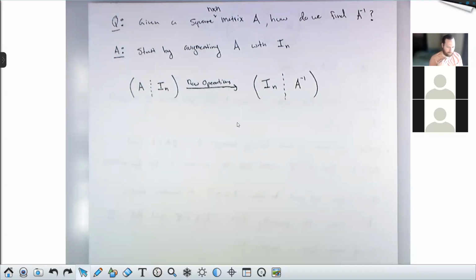So I'm going to show you an example with a 2 by 2, and then an example with a 3 by 3. And then I will give you a sort of shortcut for finding the inverse of a 2 by 2 matrix. It's the best I can do. It's the best anyone can do.